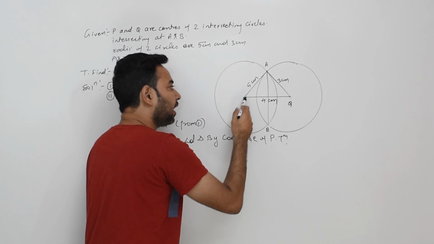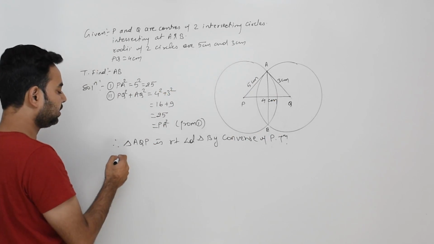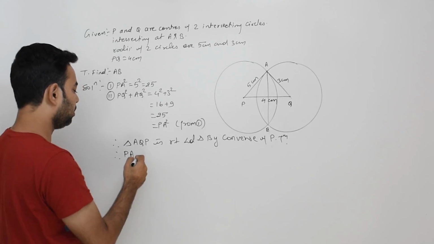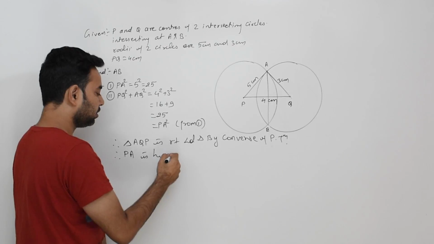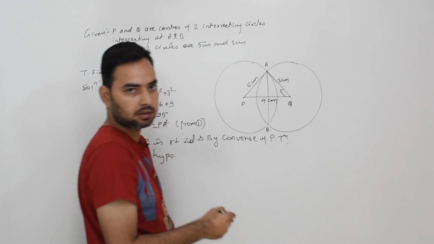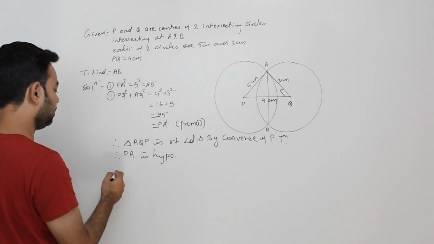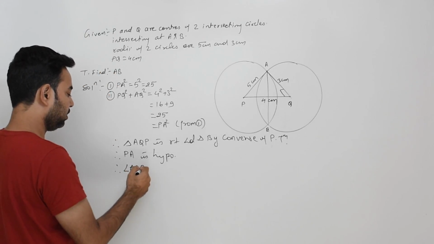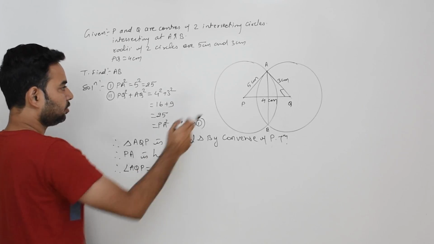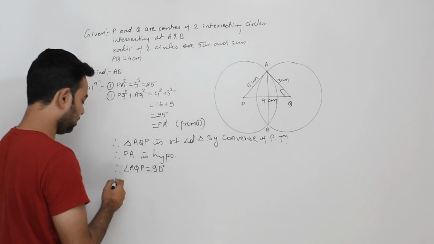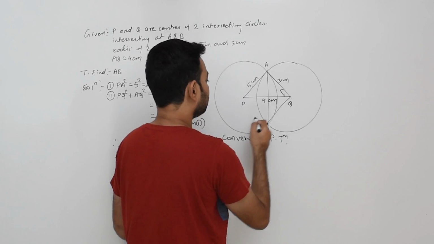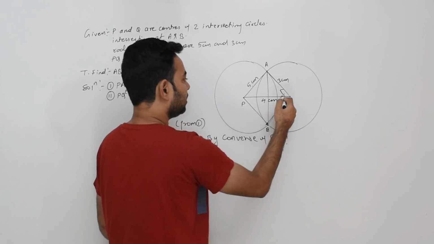If it is a right angle triangle, then PA, the largest side, will be the hypotenuse. So PA is the hypotenuse. If PA is the hypotenuse, it means that this angle is 90. Therefore angle AQP is equal to 90 degrees. The angle opposite the hypotenuse is 90. Similarly, we can prove that for this triangle this angle is 90.